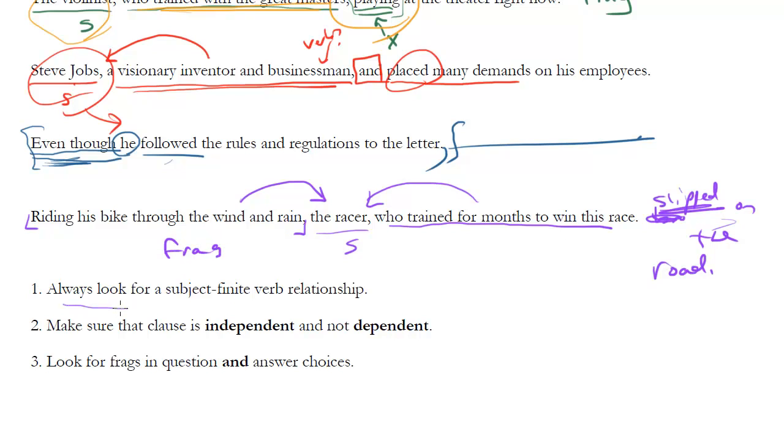So in general, always look, as I said, for the subject-finite-verb relationship. Not only for subject-verb agreement, but even to detect if there's a main verb in the first place. Make sure that if you find a main verb, if you see a clause, that it's an independent clause and not just a dependent clause like we have here, right? Even if you had a main verb and subject, if it's dependent on an independent clause, it's still a fragment. And then look for fragments in the question, obviously, and the answer choices. So sometimes you'll see answer choices that are going to fix the error in the original, but if they introduce a new error like a fragment, it's still wrong. Okay, let's move on.